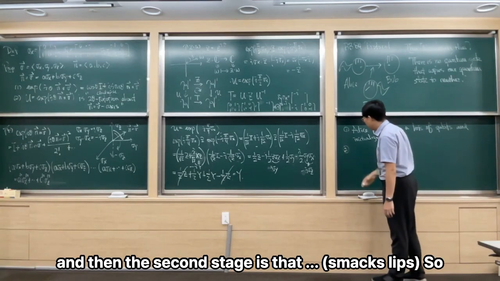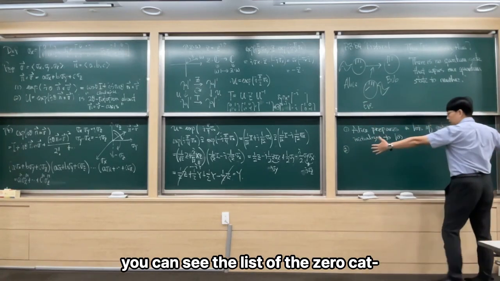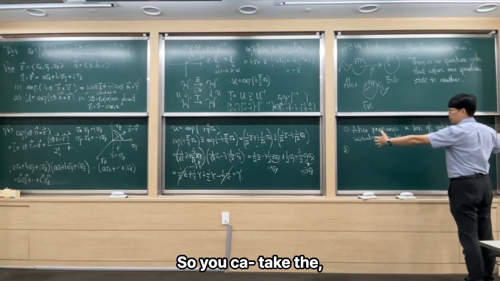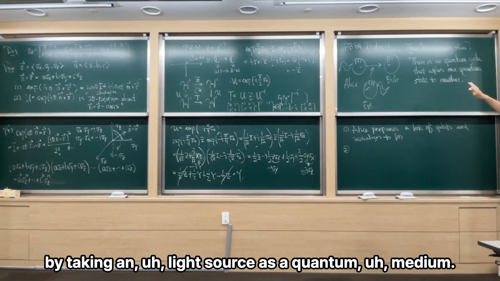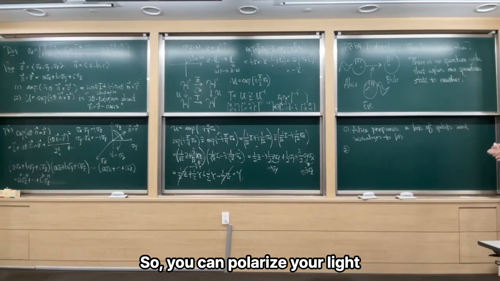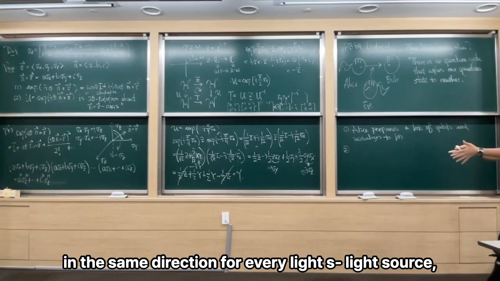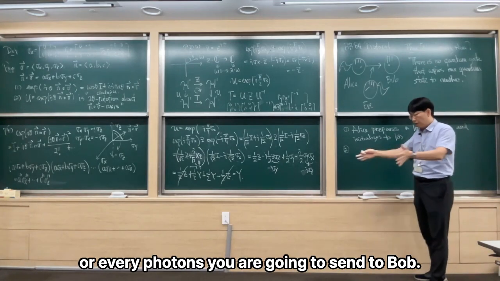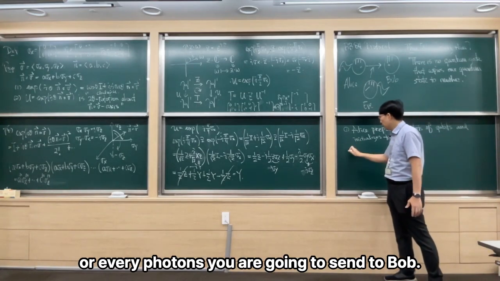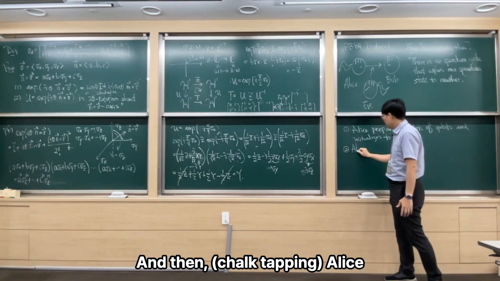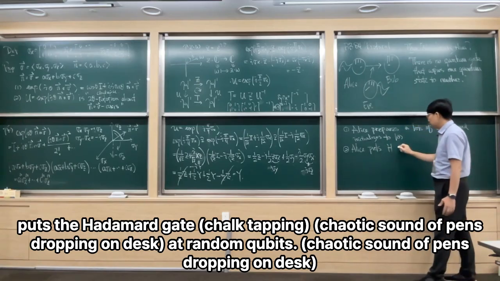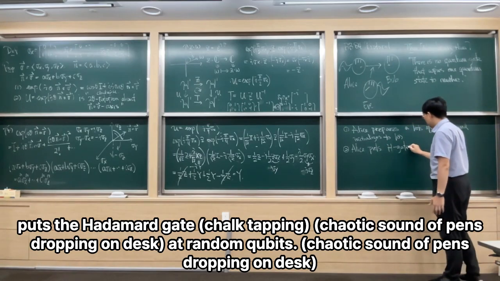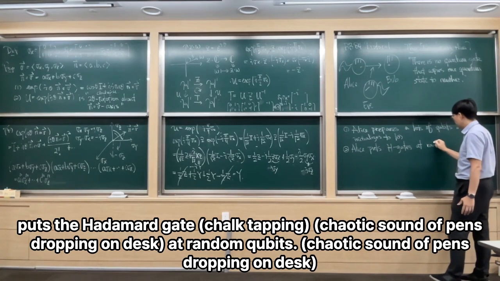And then the second stage is that, so you can see the list of the 0 cat. You can imagine it easily by taking a light source as a quantum medium. You can polarize your light in a certain direction, in the same direction for every photon you are going to send to Bob. And then Alice puts the Hadamard gate at random qubits.